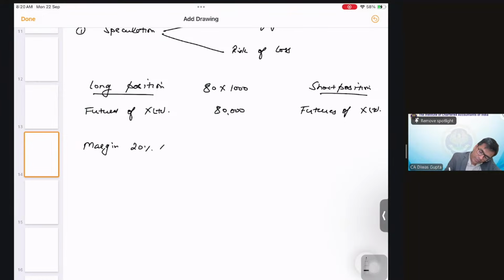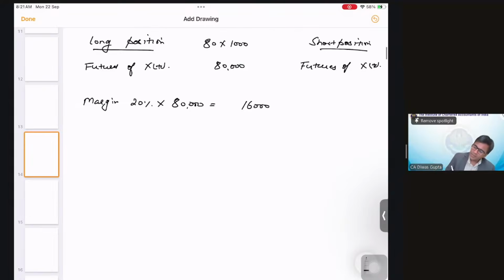Margin 20% on 80,000 rupees, that is 16,000 rupees, will have to be deposited with the stock exchange. Since these are futures contracts, these are exchange traded, and in case these have to be exchange traded, there is a margin that needs to be applied. Okay, then on expiry, let's say the price becomes 70 or 90.